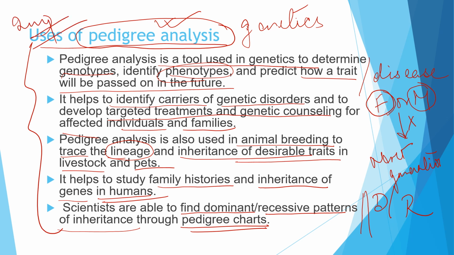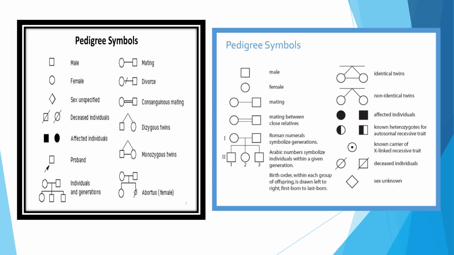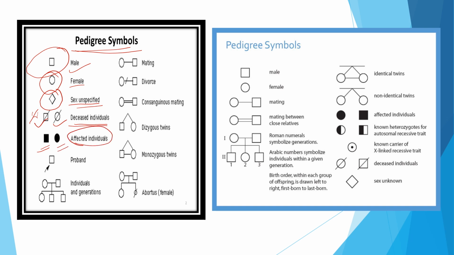So let us see what the symbols of pedigree analysis are that are to be studied. Now, when we are doing many problems on pedigree analysis, we can first see the pedigree symbols. So, what are the pedigree symbols? Male is represented as a square, female as a circle, sex unspecified, it means we don't know whether the individual is male or female. It will be like this. Now, deceased individuals means who have died. That is male. If they have died, we will put a cross. This female has died. Now if we are shading them fully, it means they are affected individuals.